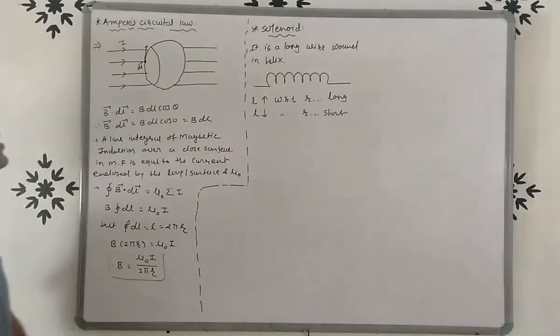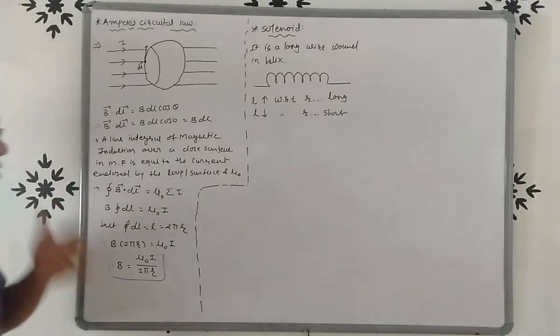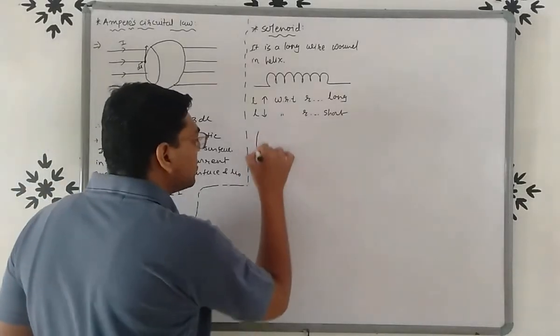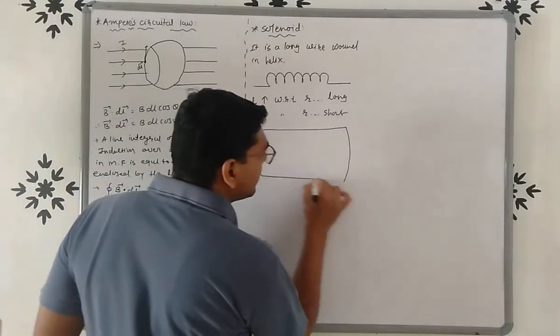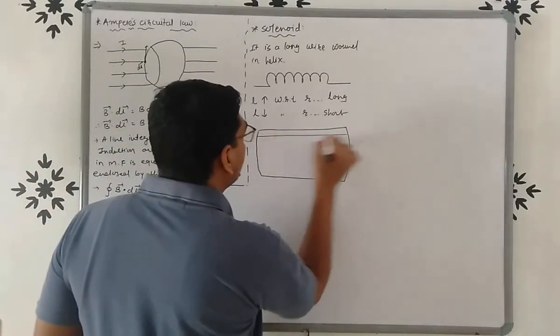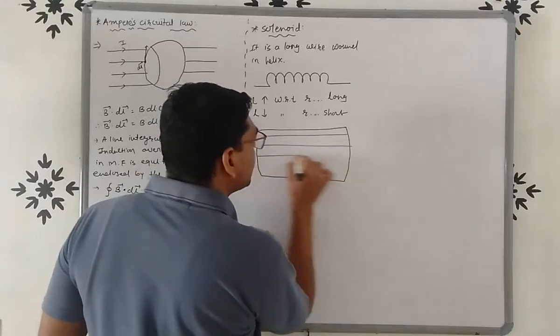So here we have to find out the formula of magnetic field for a long solenoid like this. Suppose consider this is the long solenoid like this, and here the magnetic field is like this.